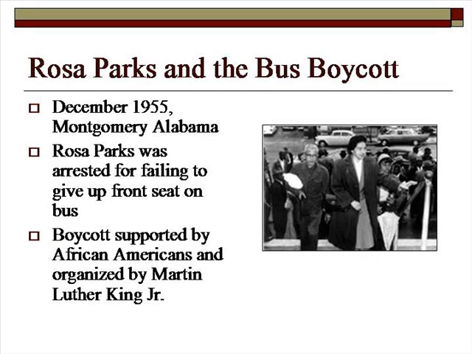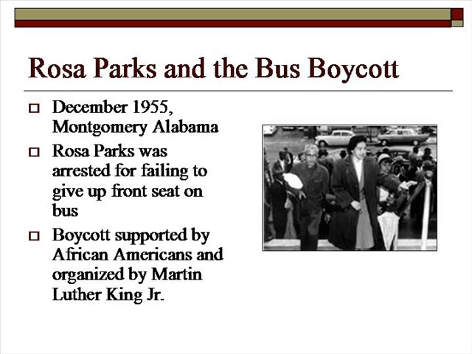Another main issue that kind of started and jump-started the whole process of civil rights was Rosa Parks and the bus boycott. And this was in December of 1955 in Montgomery, Alabama. Rosa Parks was a worker. She was tired at the end of her shift, got onto a bus in Montgomery, sat down in the whites-only section, and refused to get up and move to the back of the bus when a white patron came on and asked her to. And so she was arrested for failing to give up her front seat.